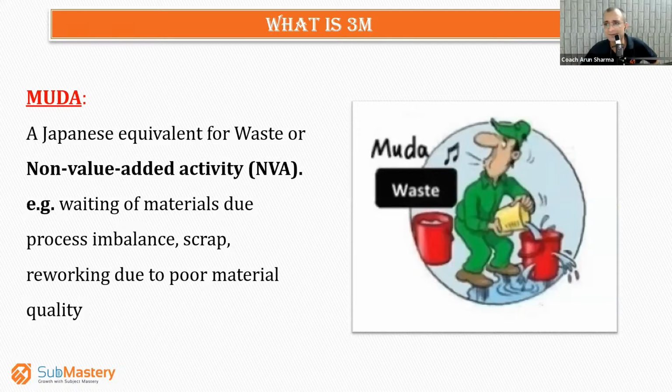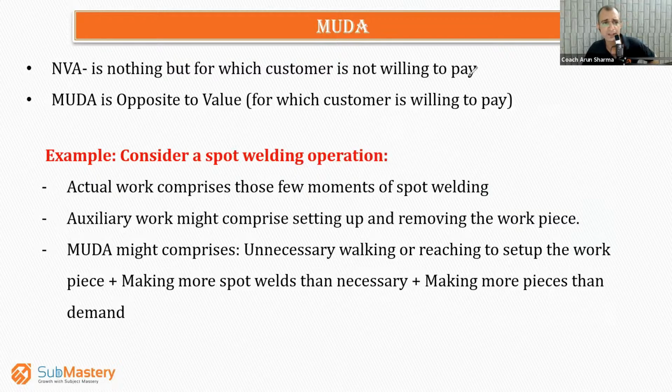So when we say NVA, non-value added activity, what do we mean? In simple terms, non-value added activity is something for which the customer is not willing to pay. Muda is the opposite of value, because value is what the customer is willing to pay for, and you need to identify the wastage in the supply chain.